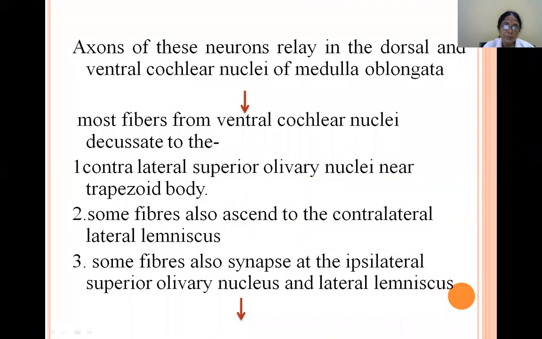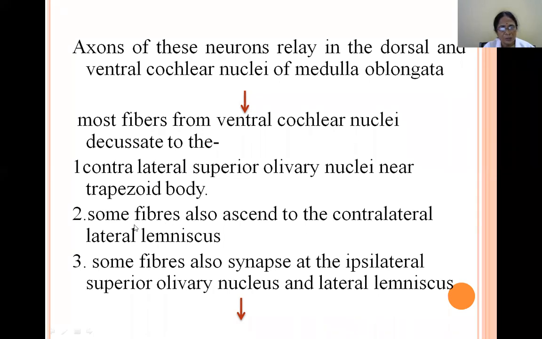This is what we have been discussing. Axons of these neurons relay in the dorsal and ventral cochlear nuclei. I've shown you the dorsal and ventral cochlear nuclei. From the ventral cochlear nuclei, most of the fibers decussate, that is, they go to the opposite side. They enter the superior olivary nucleus. They cross near the trapezoid body in the middle, and they go to the contralateral, opposite superior olivary nuclei in the pons.